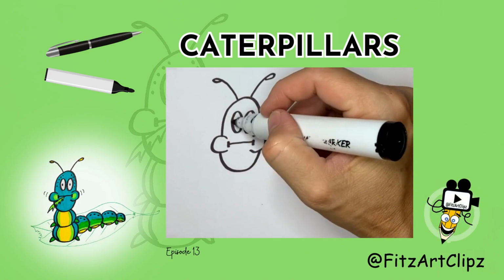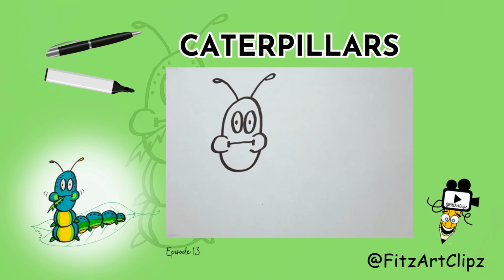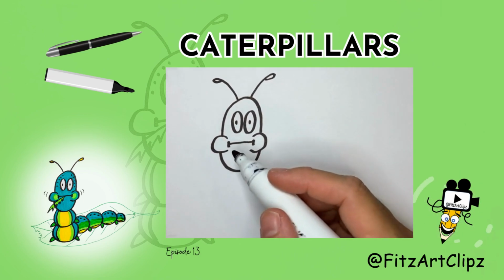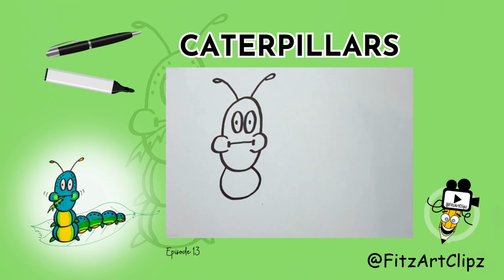Draw two dots in the center of the eyes. Now for the body. Start off to one side of the chin and loop it around to the other side. We're going to repeat this a few times.